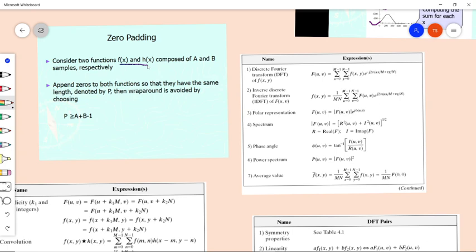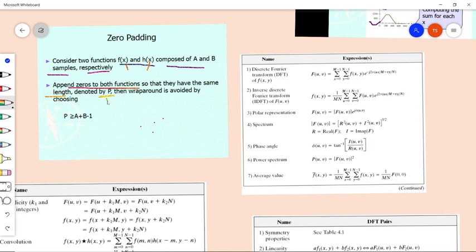Within the example, you have seen f of x and h of x, and these are composed of A and B sample points respectively. Then append zeros to both the functions f of x and h of x, so that they have the same length. Though you are appending zeros, they have the same length. That resultant length is denoted with P.